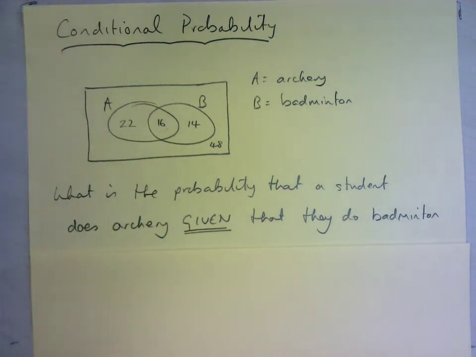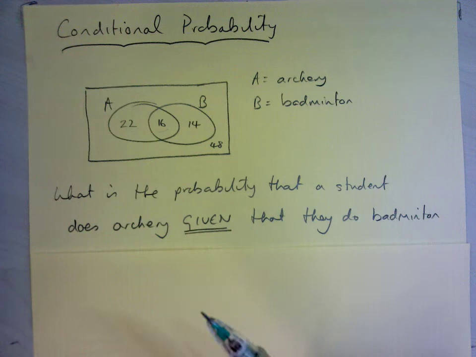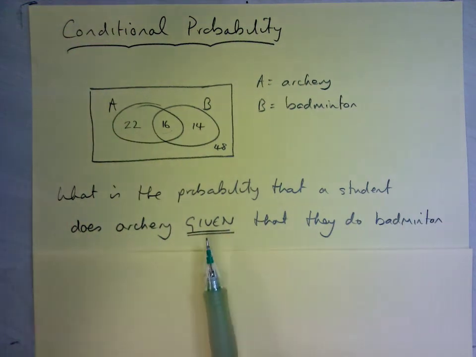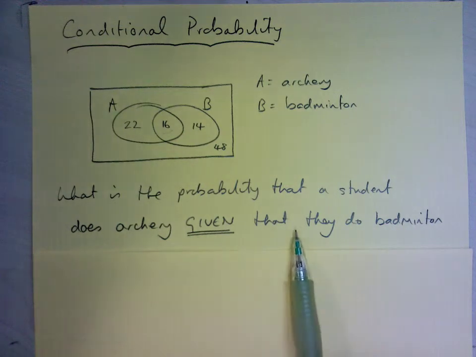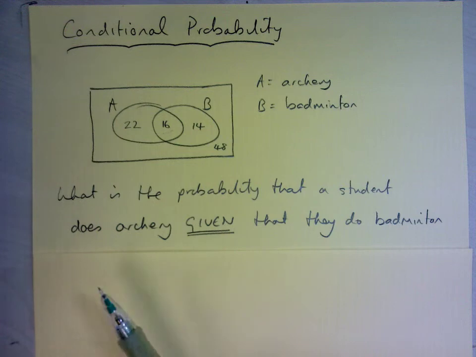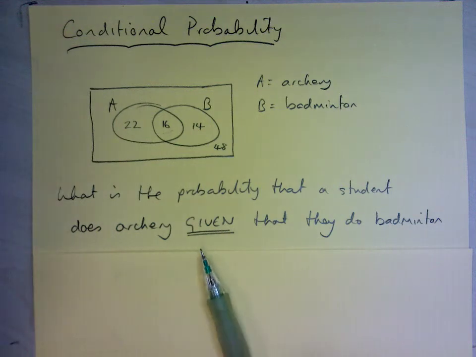We're going to put a condition on the question. So consider this. What's the probability that a student does archery given that they do badminton? So this is the condition. I'm only talking about students now that do badminton. So have a think about what that might be for a moment, and then we'll continue with the explanation in a moment or so.